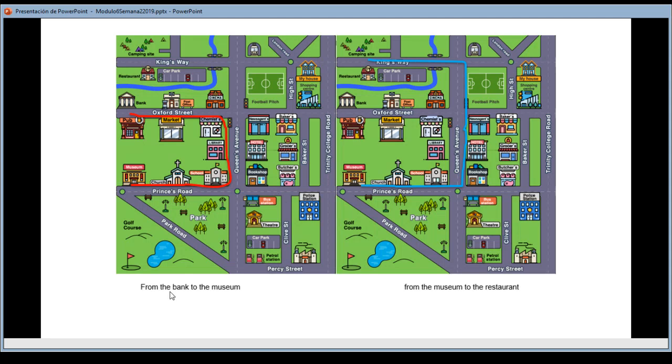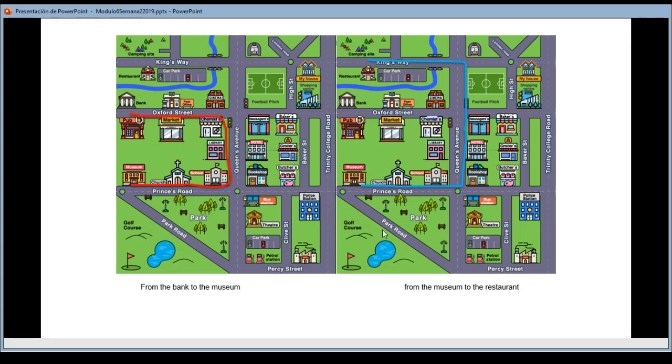Then the next point, from the bank to the museum. So here it is the museum. You can go this way and then you arrive to the, well, right opposite from the bank. Oops, sorry, because of the cursor. Okay, here it is. So from the bank here, to the museum, I can go this way.